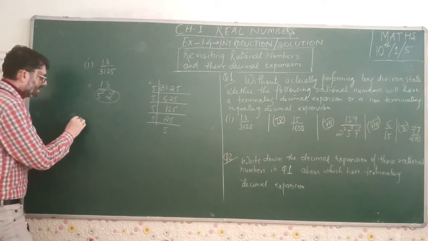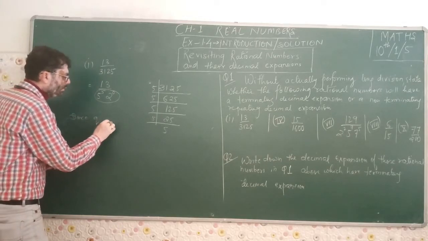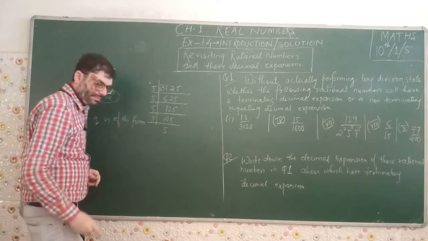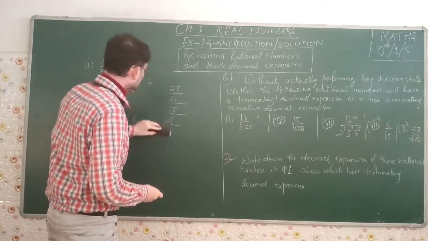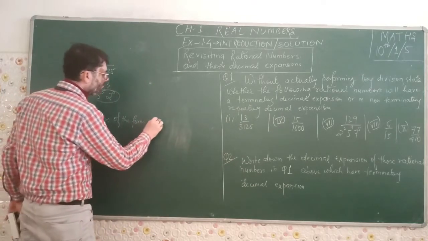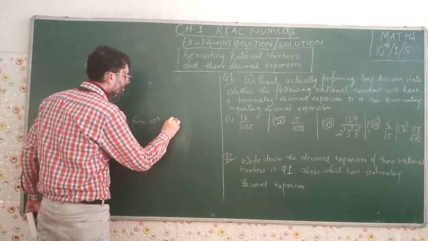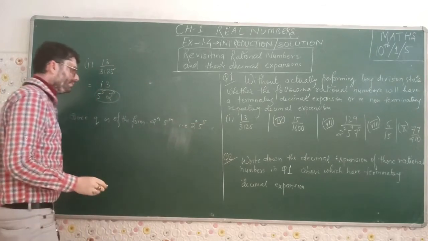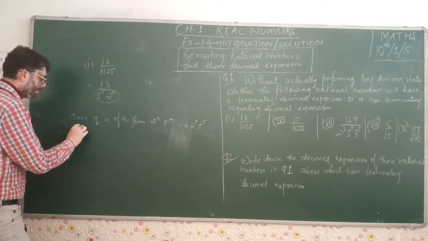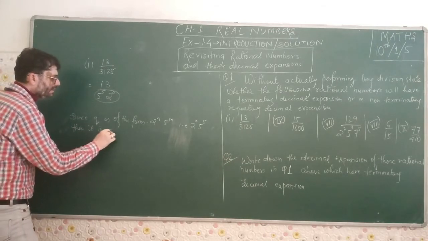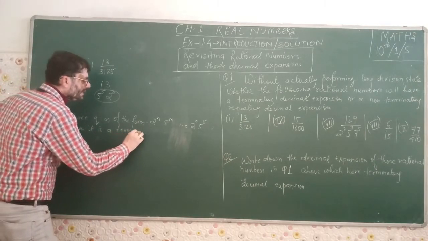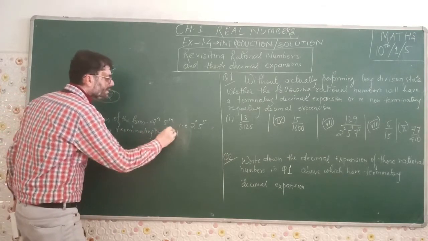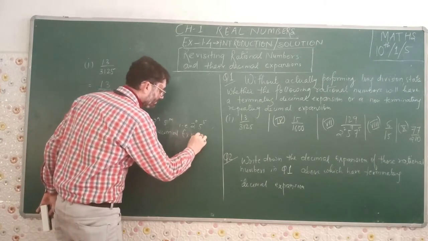So we can write, since q is of the form 2 to the power n, 5 to the power m, that is 2 to the power 0, 5 to the power 5, then it is a terminating decimal expansion.